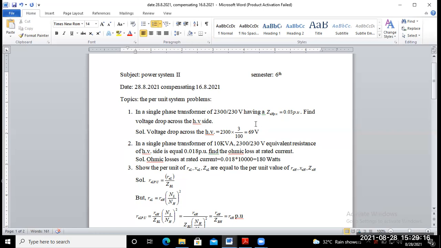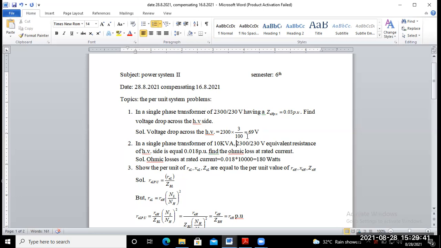Okay, from that side of voltage, just provide the value from that side of voltage in per unit. So 2300 into, if you represent this one in percentage, that means 3%. So 3 divided by 100, that will give it in per unit. So this one will become 69.